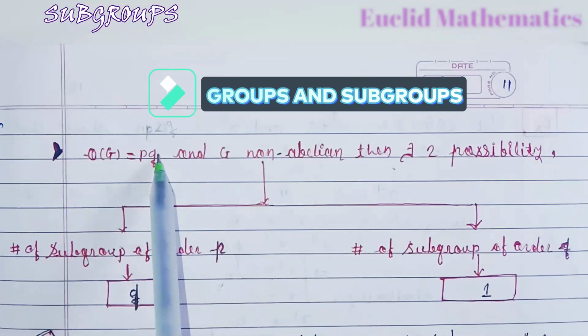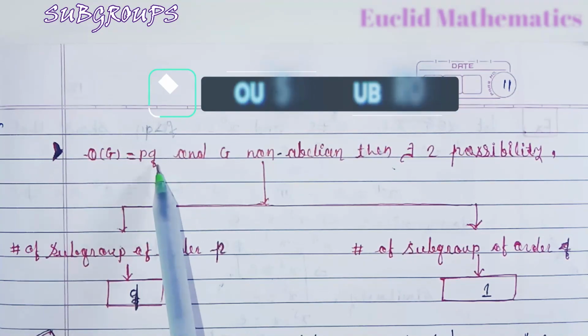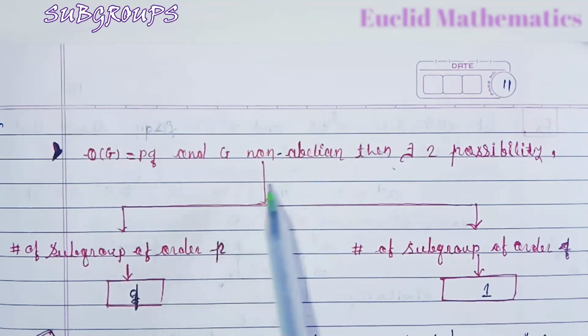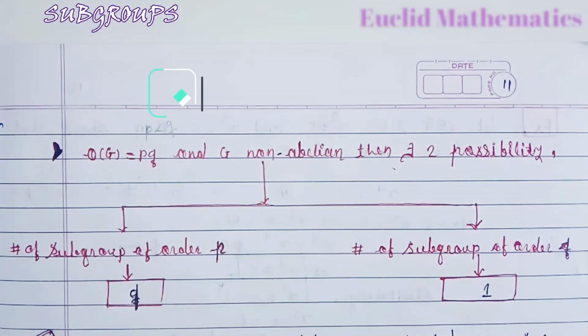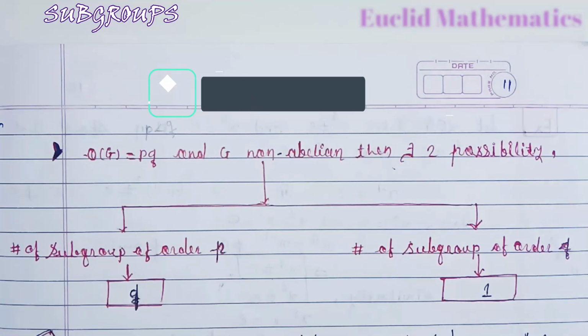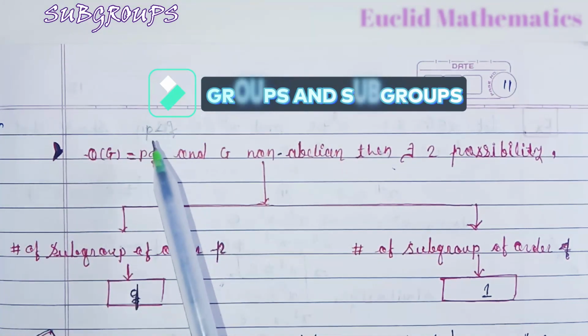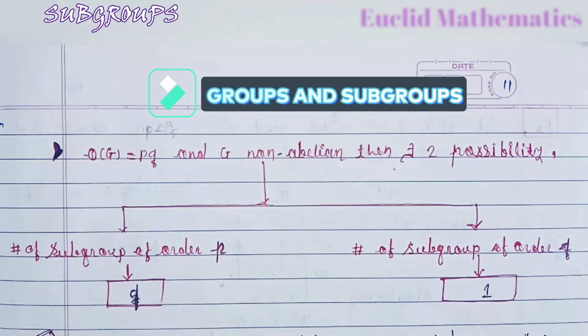If the order of G is pq, then by Lagrange's theorem its divisors are 1, p, q and pq. The subgroup of order pq is not possible here because G is non-cyclic and non-Abelian. So what is left is the number of subgroups of order p and the number of subgroups of order q. In my previous example I explained that the number of subgroups of order p is q, and the number of subgroups of order q is only 1. This is the property we are going to apply in further examples asked in the CSIR NET exam.